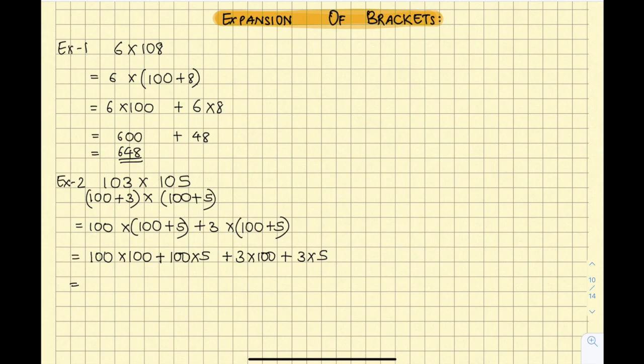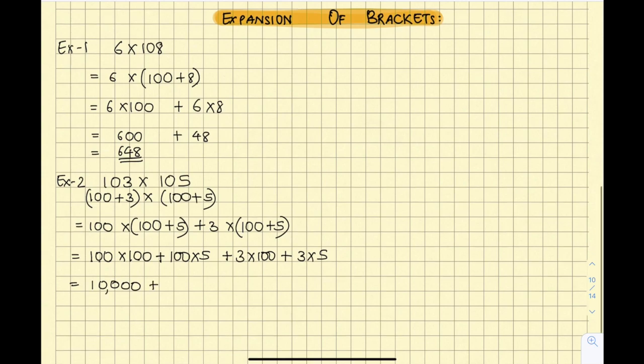100 into 100 will do 1 ones are 1, then 1, 2, 3, 4 zeros. Copy same, that is 10,000. 100 multiplied by 5 is 500. Plus 3 multiplied by 100 is 300. 3 multiplied by 5 is 15. Now we just have to add all of these numbers. We'll write the digits one below the other, 10,000. From units place we start writing 500. Then again we start writing units place 300 and then 15.